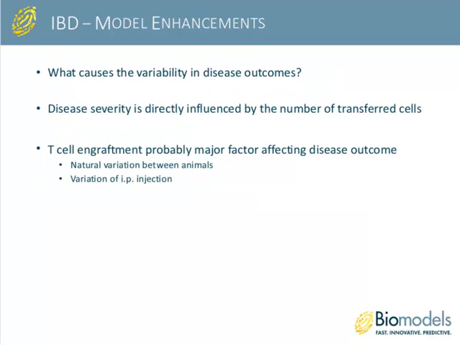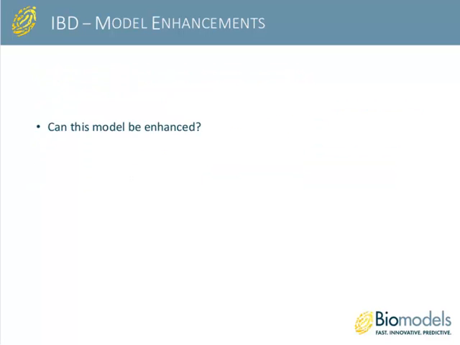We know that it's influenced by the number of transferred cells, so my theory is that the difference in disease outcomes is just due to differential T-cell engraftment, and that's based on factors that you can and can't control, so there's not a lot we can really do about that. And then, can this model be enhanced?